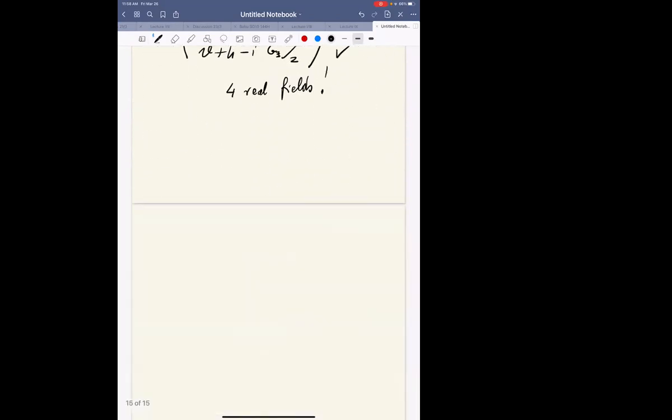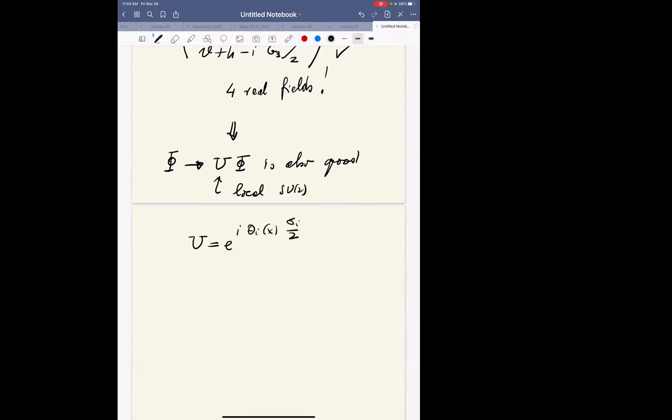Now Weinberg says what we did in the U1 case. The next step is, if I choose that phi, I could also take a gauge variation, some U times phi is also good. Agree? Well, this is some local SU2. So in other words, U is e to the I theta I of x, sigma I over 2. In a gauge theory, in the theory with the symmetry, any phi is as good as any other.